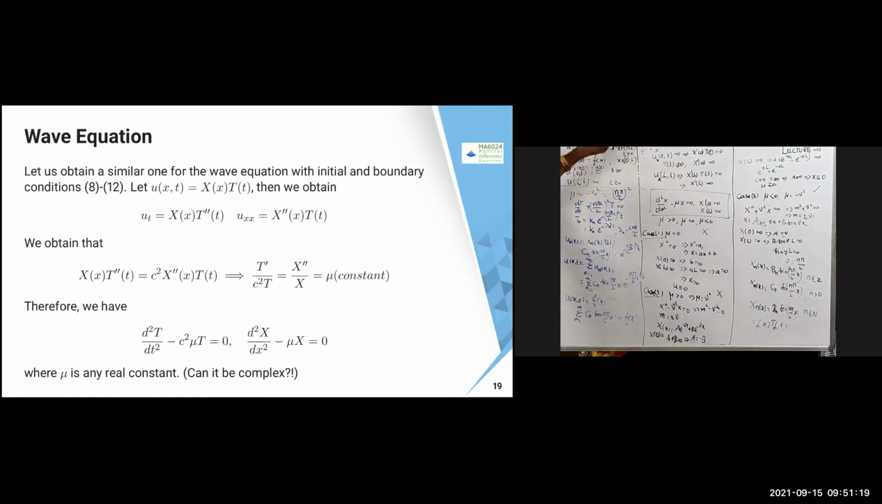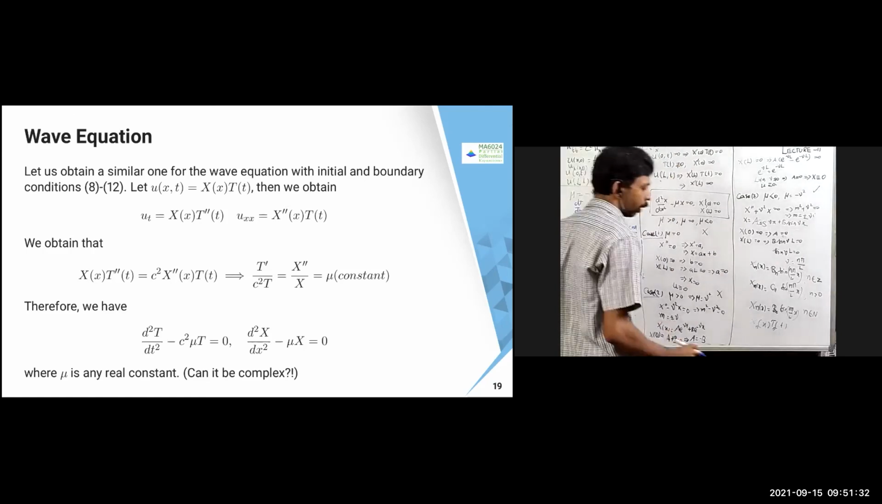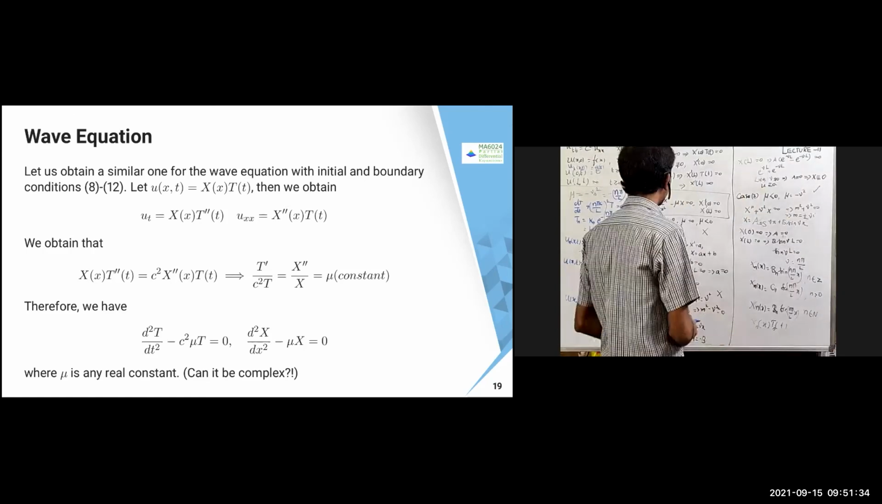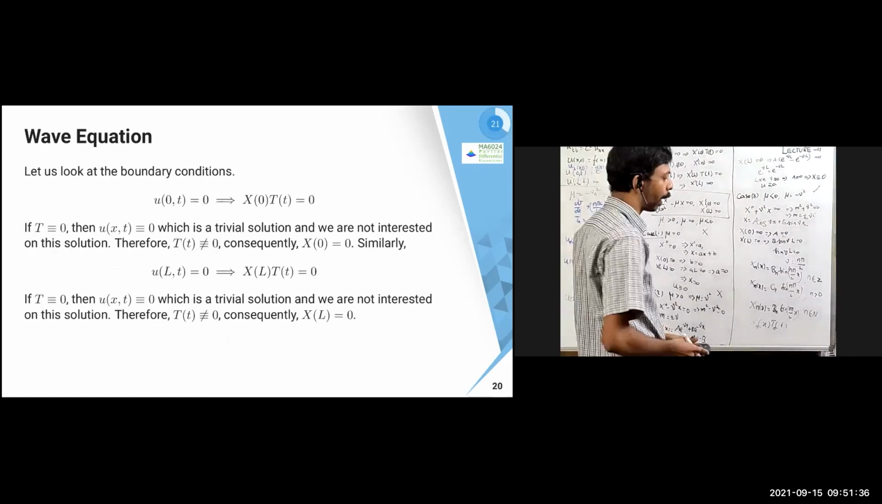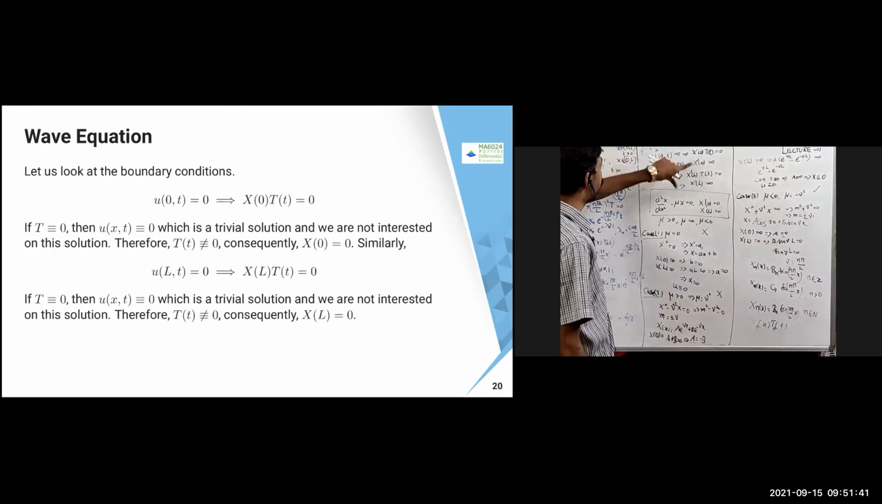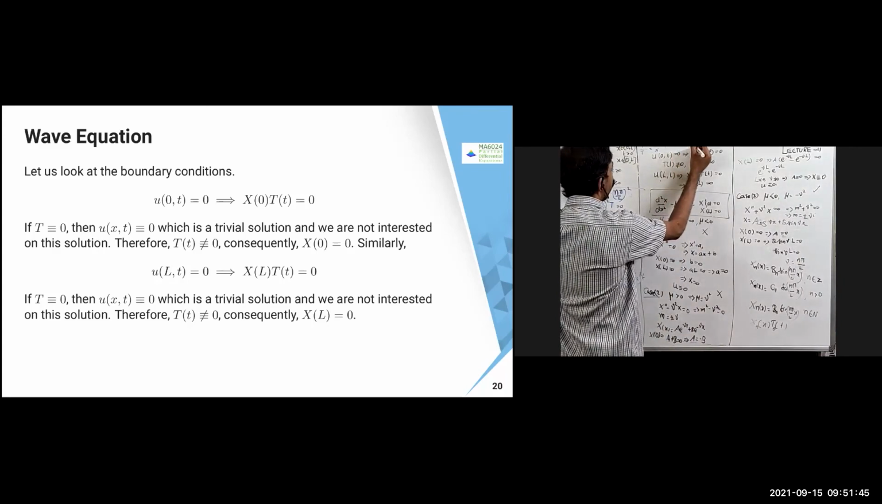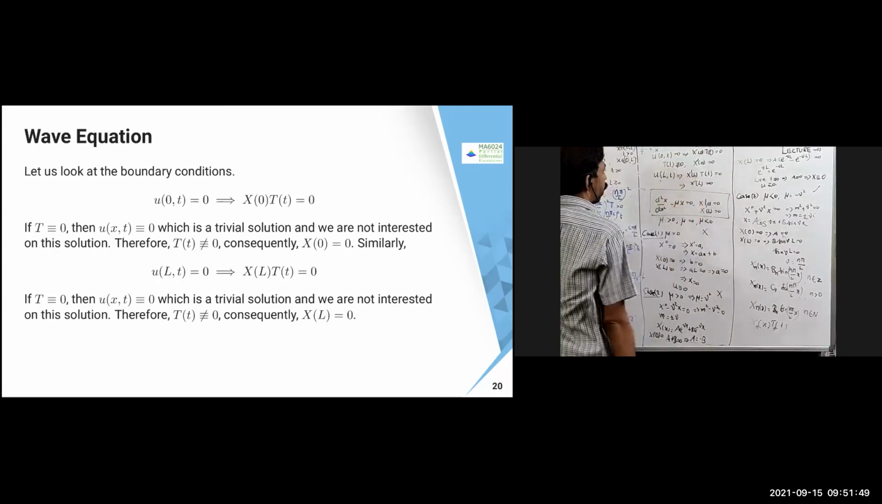So that means again you are going to get two equations. One is d squared T by dt squared, and another is the same thing, d squared X by dx squared. Now let us derive this one also. There is one problem, let us consider this problem. Same kind of logic is going to come. So again X(0) equal to 0, and u(x, t) equal to X(x) into T(t). Same problem, same thing.